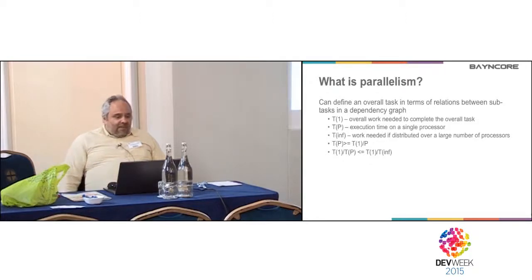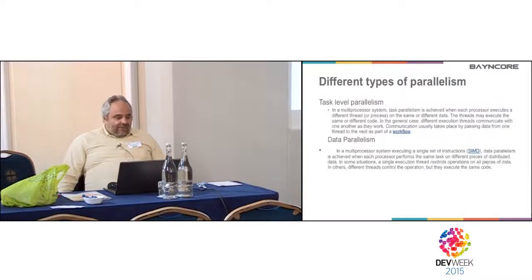But what is parallelism in our programs? In a multiprocessor system, we can define task-level parallelism when each processor executes a different thread on the same data, and the threads may execute the same or different code. In the general case, different execution threads communicate with one another as they work, and communication usually takes place by passing data from one thread to the next part of a workflow.